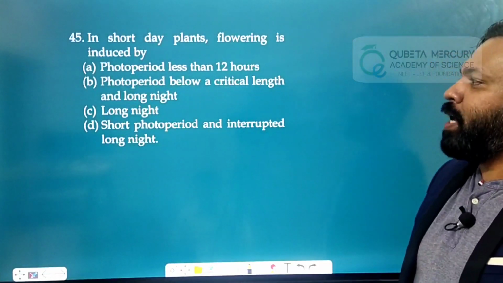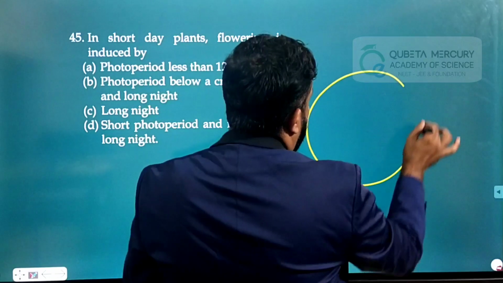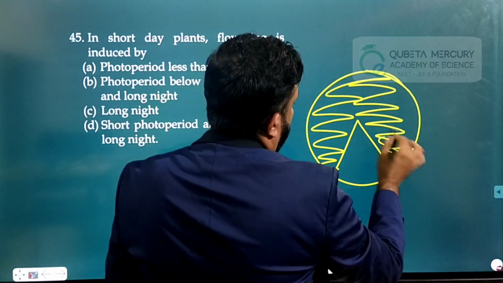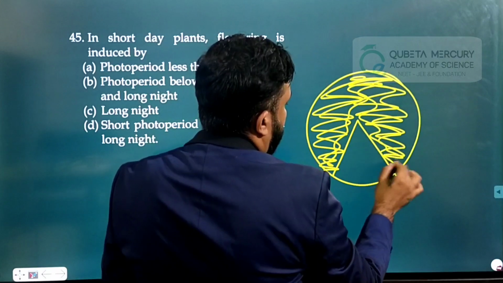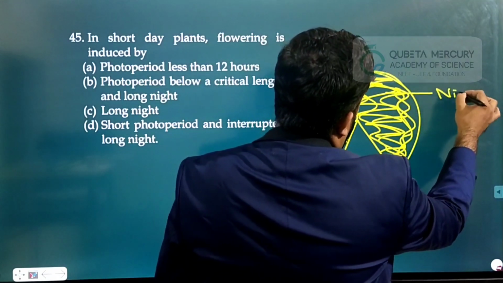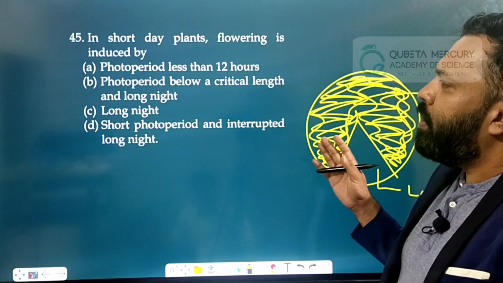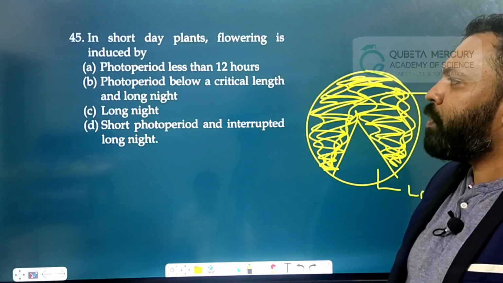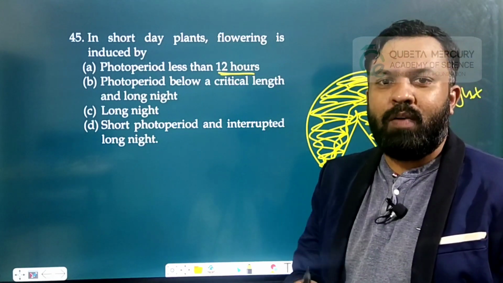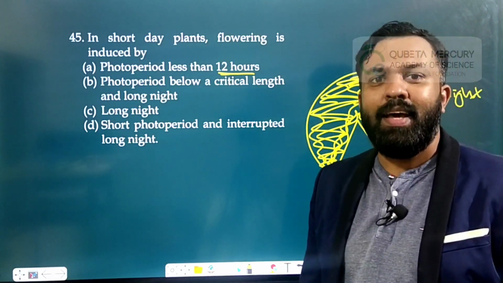Okay. Question number 45. In short day plants, by giving a pie diagram, if it is a short day plant, then most of the area of a day is dark, right? Short day plants will flower only when getting a short span of light. The night is prolonged and the light period is very less. So in short day plants, flowering is induced by a photo period less than 12 hours. There is no such criterion as 12 hours day or 12 hours night. Instead we are using the critical day length and the critical night length only.